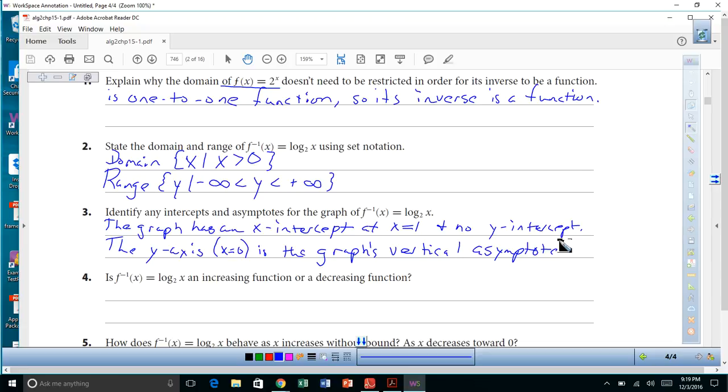If the inverse of f of x equals log base 2 of x, is that an increasing function or a decreasing function? It is an increasing function. You read it from left to right. What is it doing from left to right? It's going up like this. So that's increasing. It's getting larger and larger.